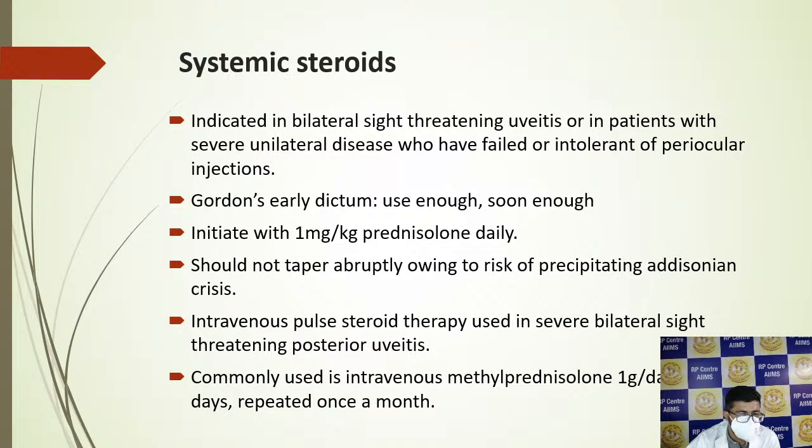And you initiate with 1 mg per kg prednisolone daily and slowly taper it. And you should not taper abruptly as there is risk of precipitating Addisonian crisis and also recurrence of the disease. Next, IV pulse we rarely use, but it can be used in cases of severe bilateral sight-threatening posterior uveitis. And commonly we use methylprednisolone 1 gram per day for 3 days, which can be repeated once a month.